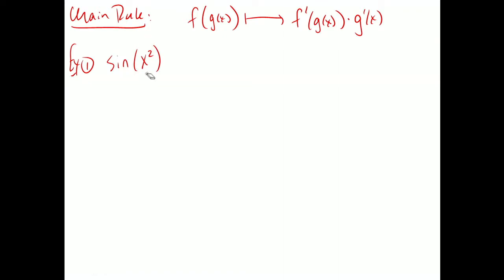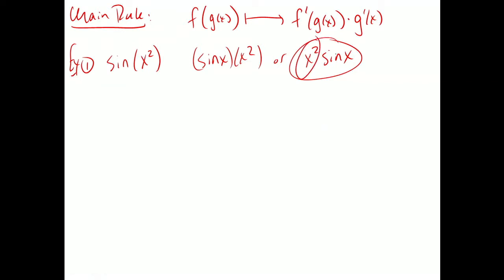If it was a product rule, it would look like this. It would say it's sine of x times x squared, or maybe x squared times sine of x is probably cleaner, right? This is the product rule. Why? Because that's one function and that's another function, and I'm multiplying them. So that's the product rule, okay? But that's not what I have here, right?